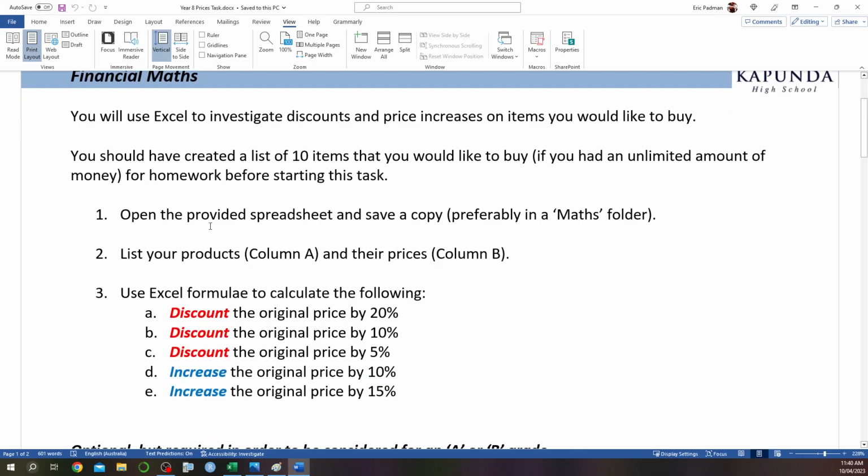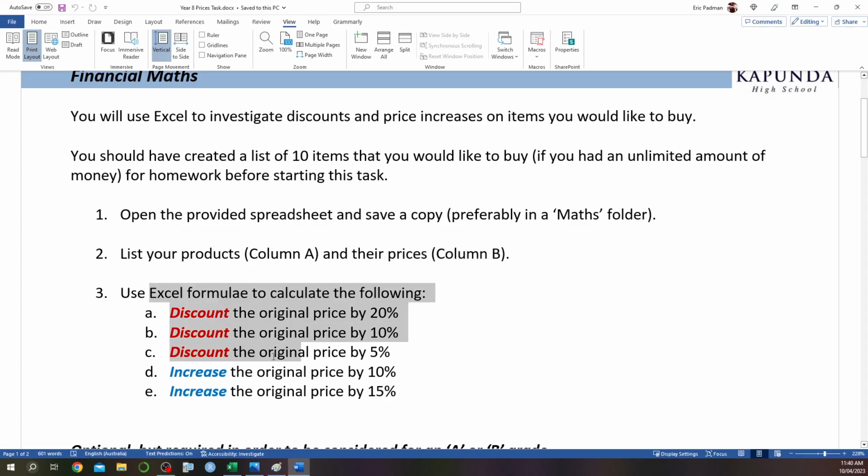All right, so I might just provide my own spreadsheet for this particular one. I'll show you what I've done in a minute, and then I will go and upload that later on. Okay, so list your products. We've got a list of that, and their prices, column B. We'll have a look at that in a minute.